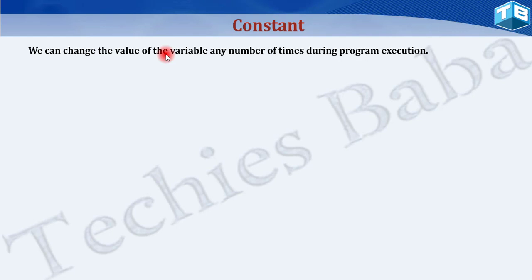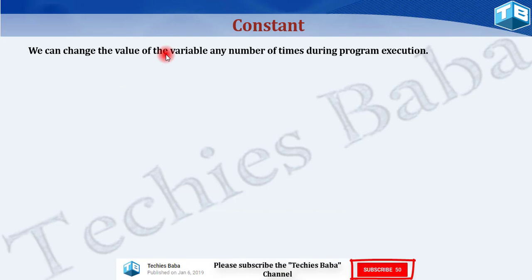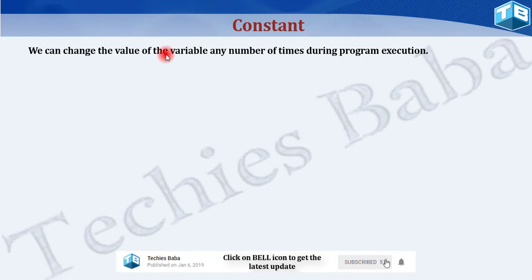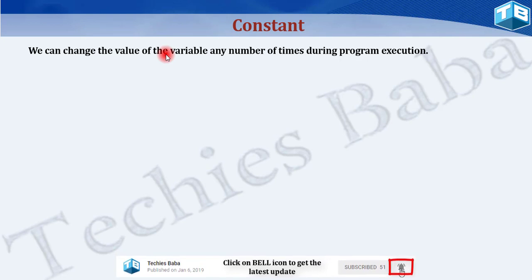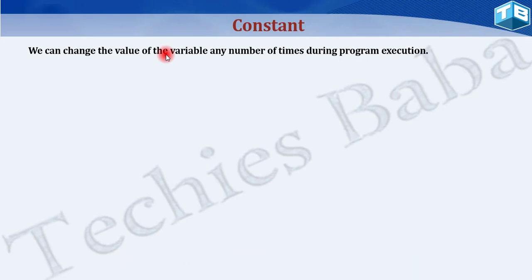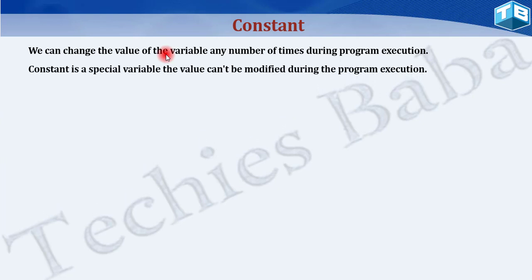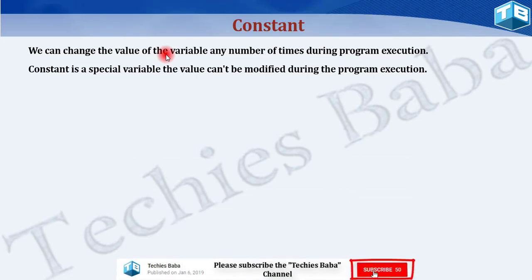So when we have a variable, we can change the value whenever we want inside the program or during the execution of the program. But what if we have a requirement that we want to use some value inside our application, but the value should not be modified? We don't want to change the value of that variable. So for that purpose, we can use the constant. So constant is a special type of variable that value cannot be modified during the program execution. Means when the program is running, we cannot change the value of that constant.